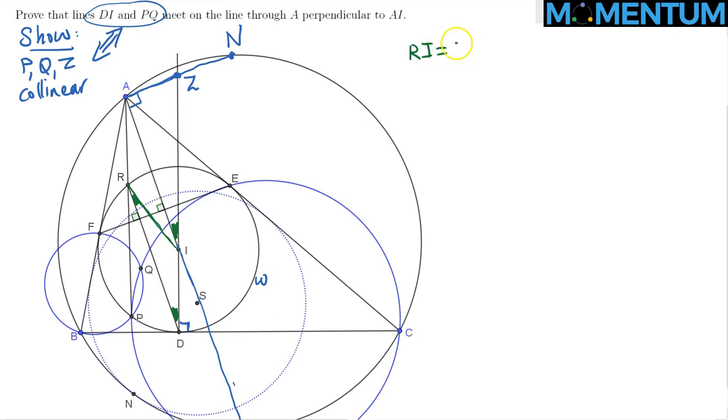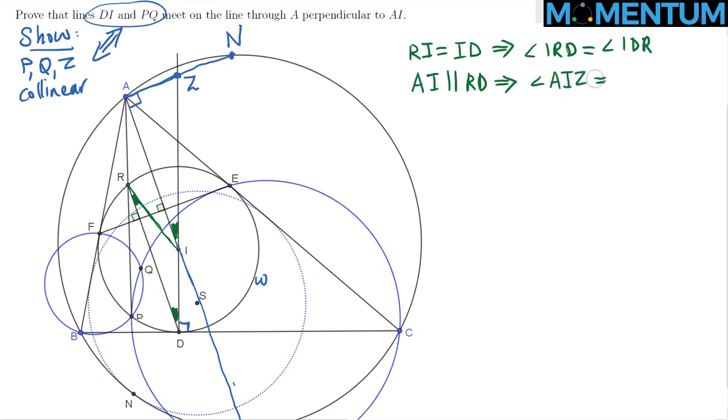RI equals ID, since they are both measuring the inradius, implying angle IRD is equal to IDR. And similarly, line AI is parallel to RD, simply because they are both perpendicular to FE, right? That all implies, by corresponding angles, angle AIZ is equal to angle RDZ, or RDI.